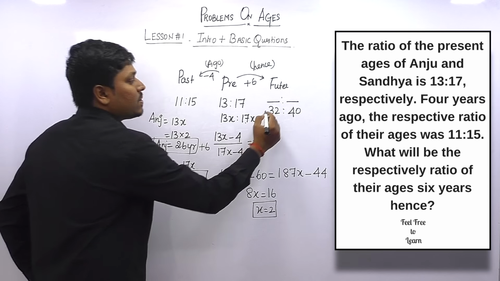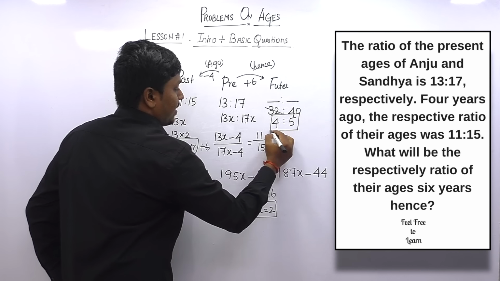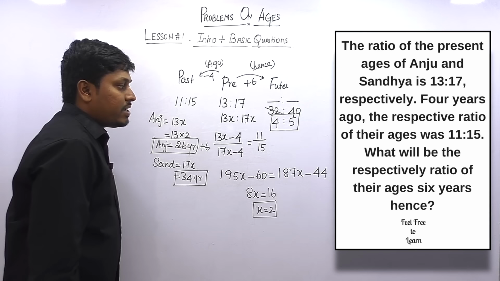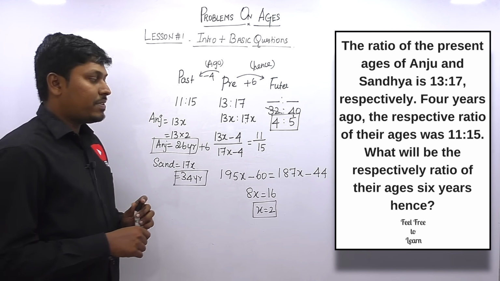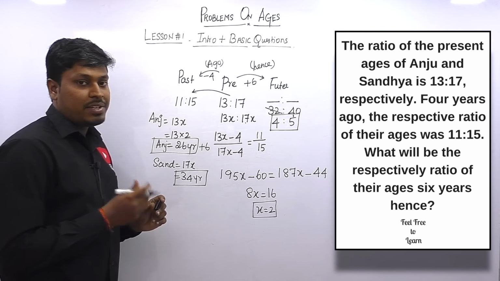I think you can cancel this on the 8 table. 8 4s are 32, 8 5s are 40. So after 6 years the respective ratio will be 4:5. So friends, got it? What we initially did was find the present age of the two persons.